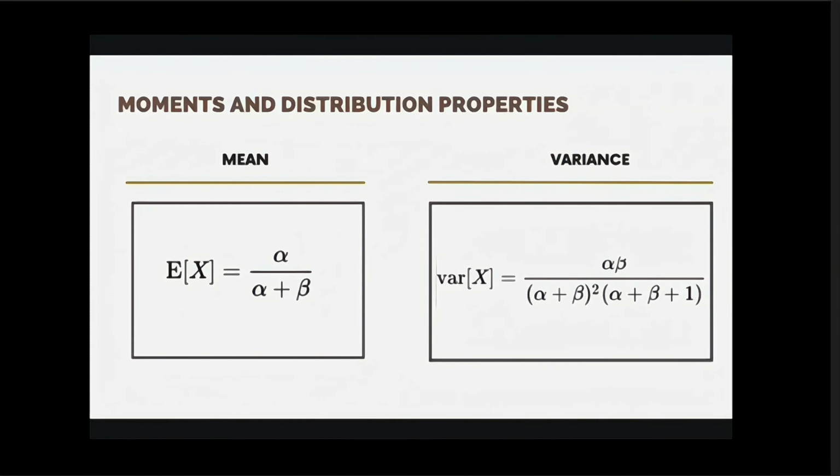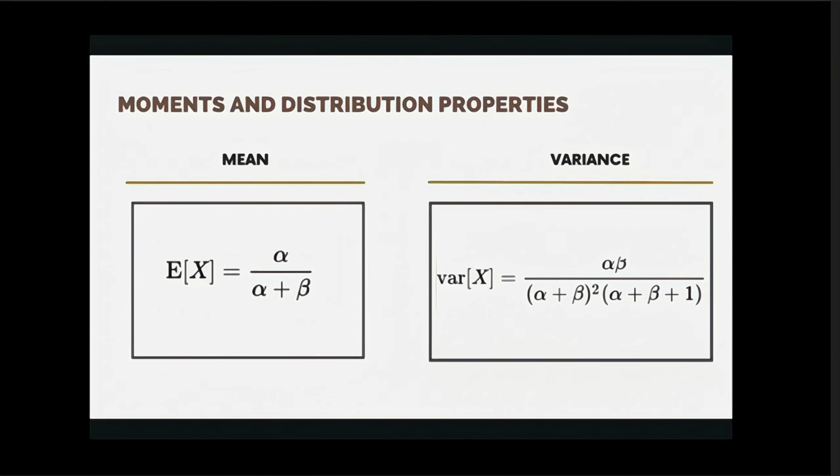Now, let's dive deeper into some key statistical concepts that help us interpret the distribution. The first one is mean. The mean of the beta distribution gives us the expected outcome based on the values of alpha and beta. It's the most likely result given the data, and the formula is alpha divided by alpha plus beta.